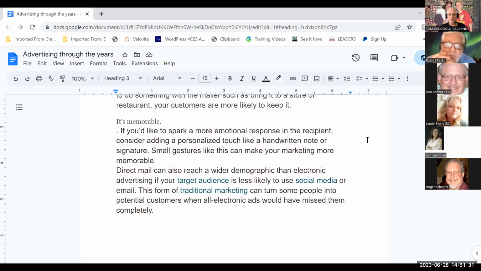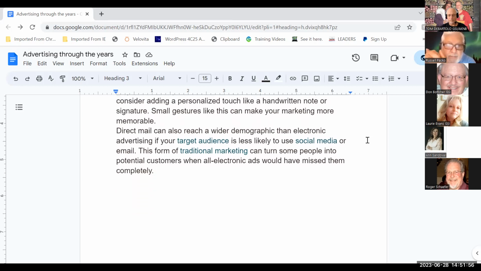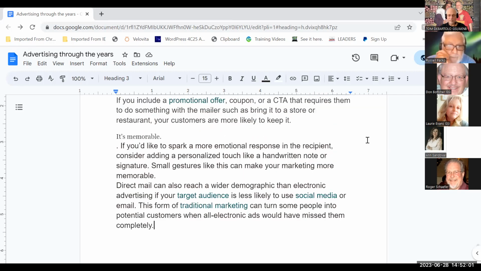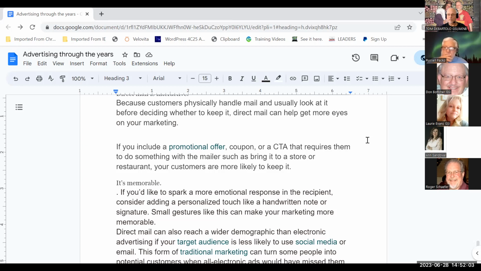Small gestures like this can make your marketing more memorable. Direct mail can also reach a wider demographic than electronic advertising if your target audience is less likely to use social media or email. This encompasses most of the people over 50 because that's what we were brought up to do. This form of traditional marketing can turn some people into potential customers when all electronic ads would have missed them completely. And that's my take on advertising from the start to today.